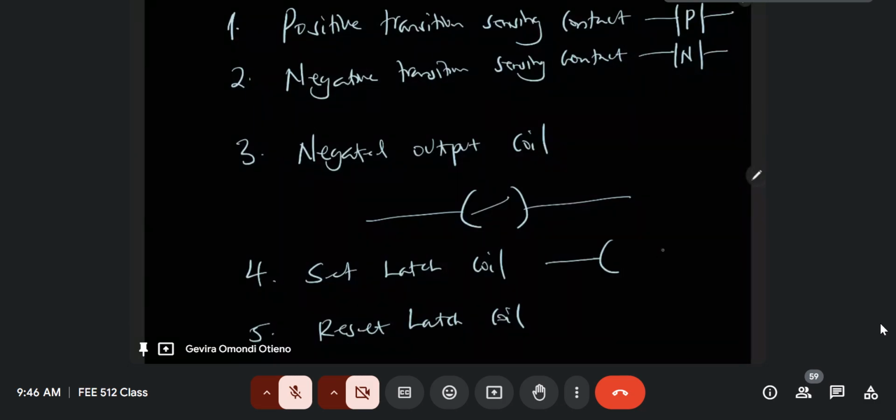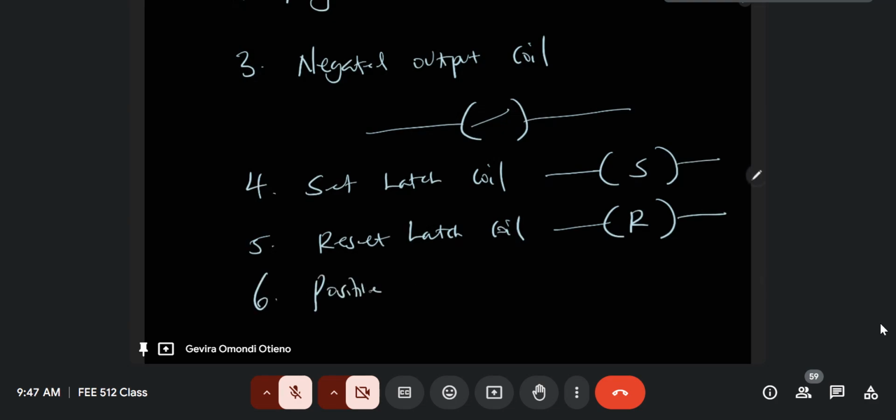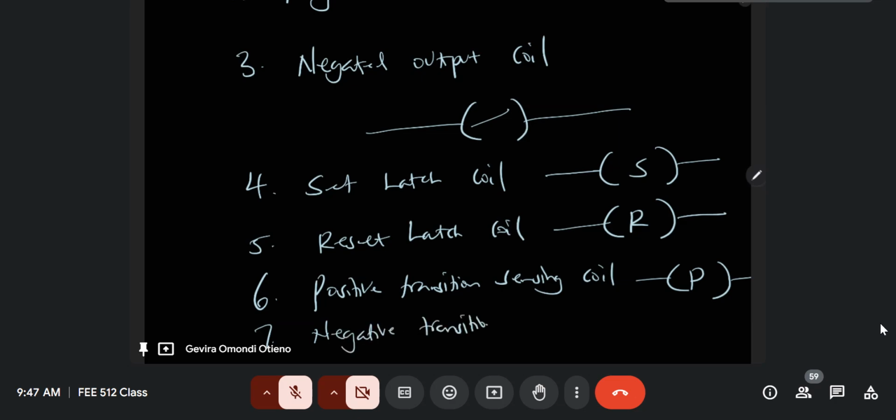So the set latch coil is simply S there. The reset latch coil is this. Okay? We also have a positive transition sensing coil, not contact. Remember, these ones were positive transition sensing contact and a negative transition sensing contact. We also have a positive transition sensing coil, P, and then we have a negative transition sensing coil with an N. Okay, not contacts, this time coils.